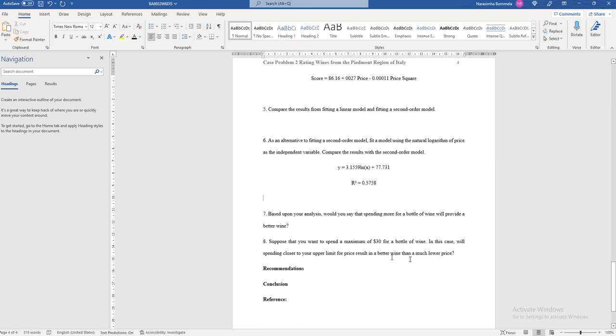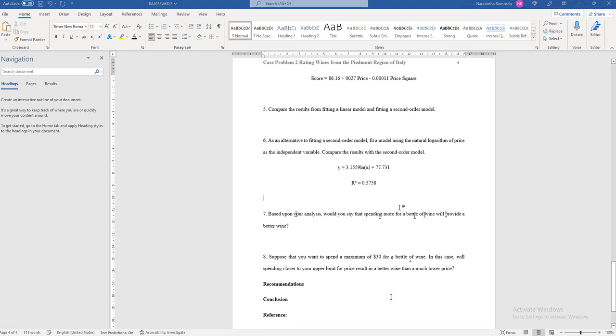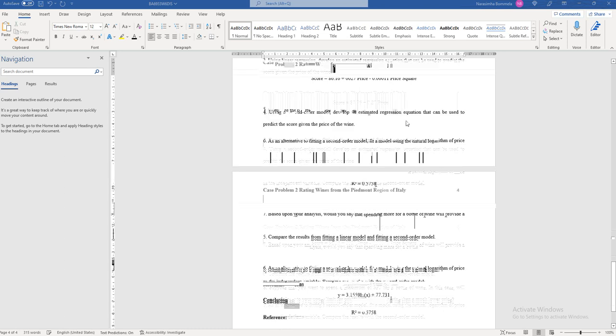Okay, so next, based on your analysis, would you say spending more on a bottle provides a better wine? It is straight from the analysis software identifying the equation. You can see that this equation has a positive relationship. Okay, so there are no negatives. Though there is a negative relation in the second order model, it is a minute one, 0.00011, which is very minute. You can neglect that. And if you take the logarithmic model, it also has positive signs between each value.